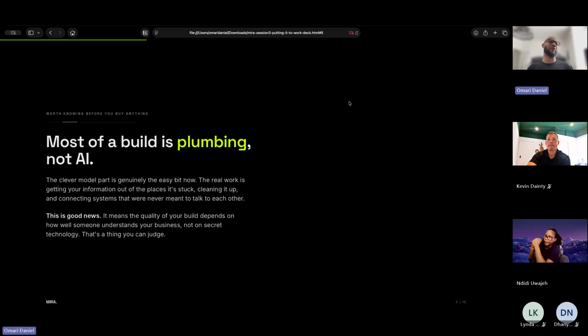So we've talked about this now, but most of the build is going to be plumbing, not the AI itself. This is literally what we ended on there. A clever model is the easy part now. These models are getting incredibly sophisticated. They can fulfill a lot of the use cases we point them at, but the real work is getting your information out of the places it's stuck, cleaning it up, and connecting it to the systems that were never meant to talk to each other in the first place.